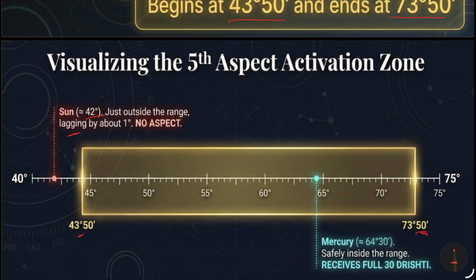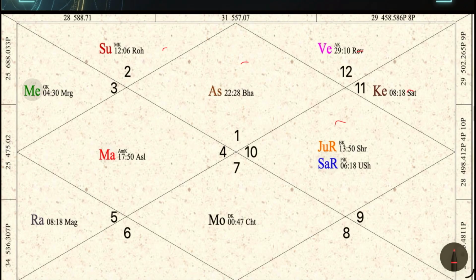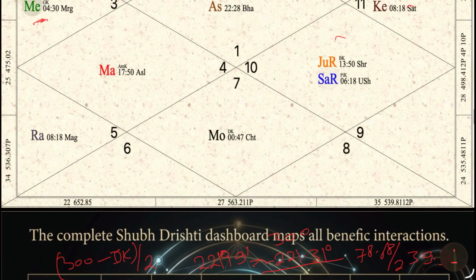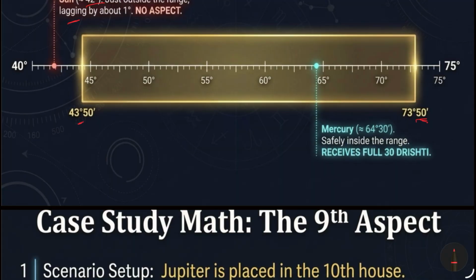Although Mercury is not present in the 2nd house, yes, Mercury is present in the 3rd house, but its longitude lies between Jupiter's 5th aspect range. So Mercury will receive 30 Sastyamsha point for special drishti.